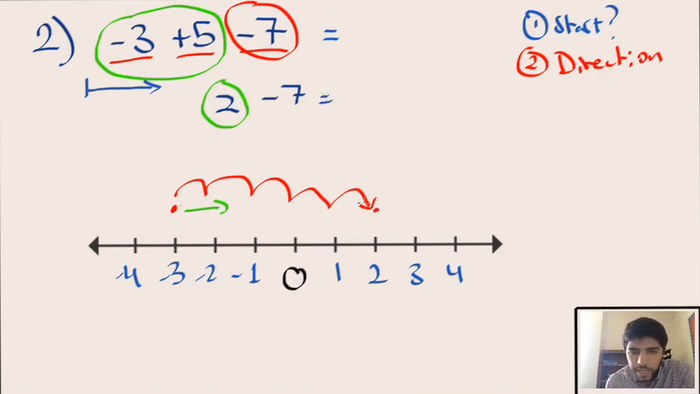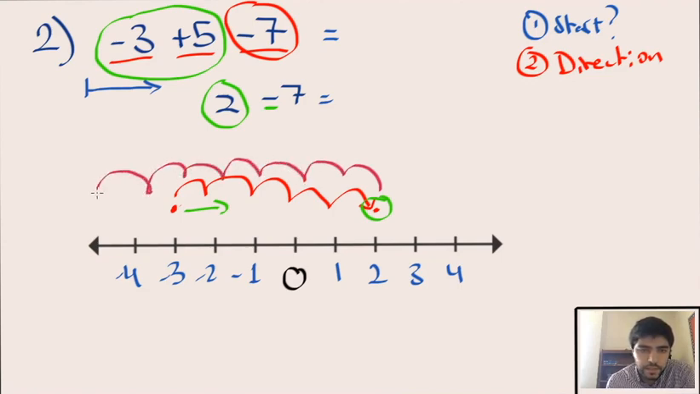So again, we're already at the 2. And now we're going in the negative direction, and we're going 7. So we're going to go back here. Let me use a pink, and then we go 1, 2, 3, 4, 5, 6, and 7, which means we ended up, let me mark this as negative 5. So this is where we ended up, and this is the solution to this problem.